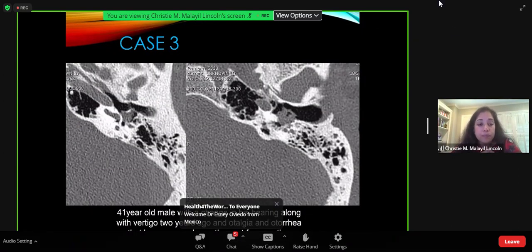Our next case is a 41-year-old male with changes in his hearing, along with vertigo for 2 years and otalgia and otorrhea that has worsened over the past few months.